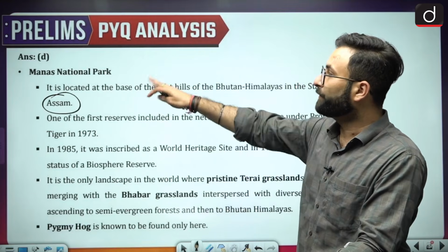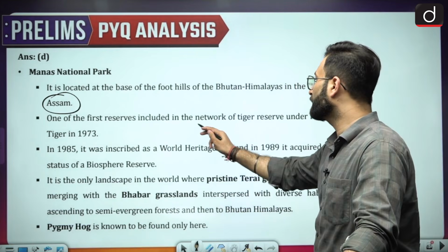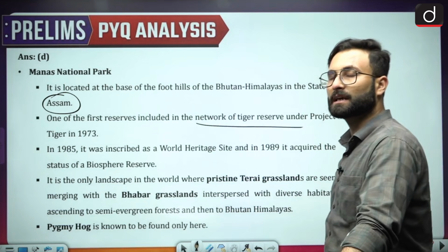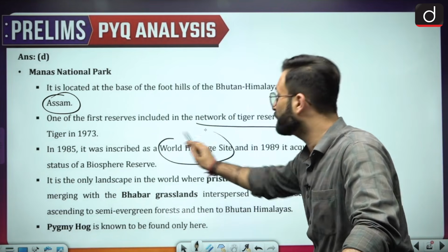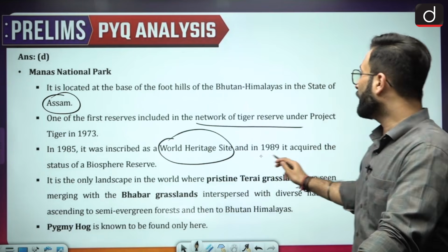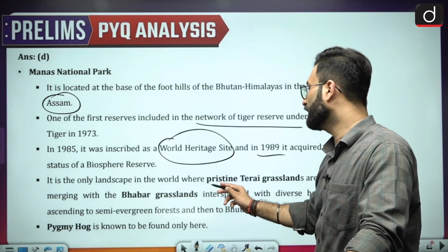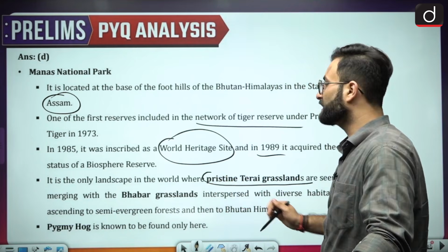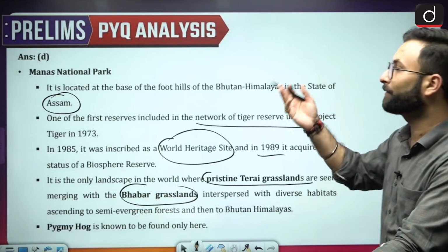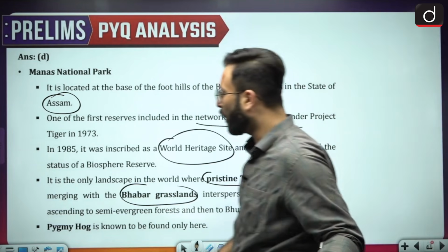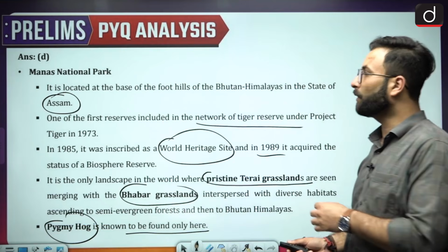When we talk about Manas National Park, obviously this is in Assam, and it was one of the first reserves included in the network of tiger reserves under Project Tiger, which started in 1973. In 1985, it was inscribed as a World Heritage Site. That is why Manas becomes even more important. In 1989, it acquired the status of Biosphere Reserve. It is the only landscape in the world where pristine Terai grasslands are seen merging with the Bhabar grasslands. That is the specific feature of Manas National Park. And the pygmy hog is found only over here.